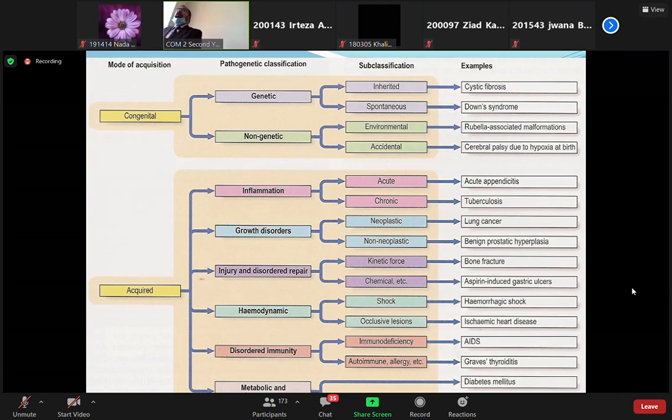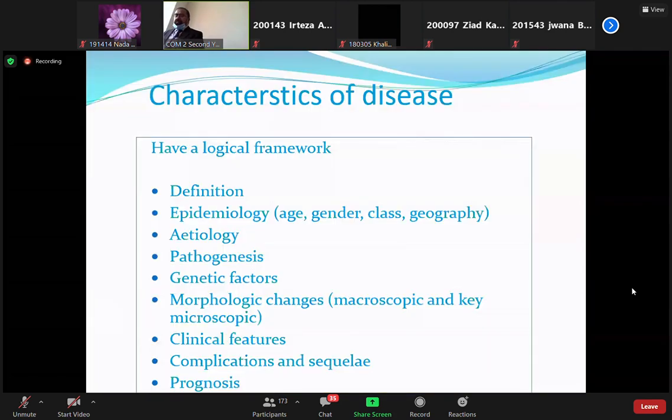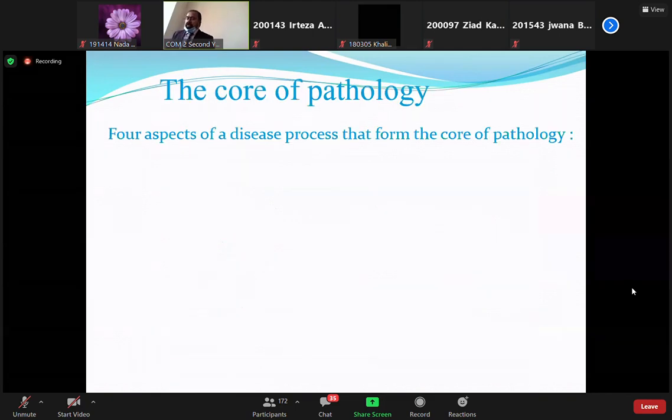So please kindly look at that chart thoroughly. You might be asked questions from it. If I ask about any disease or any pattern, you must tell me which disease is going to happen here. Then we have characteristics of disease. For every disease, you have to have a logical framework: definition, epidemiology, etiology, genetic factor, morphology, clinical features, complication, and prognosis. If you remember this chart, you will go along the disease like this. I'll show you one case, and then we'll go according to this. It will be easier for you then.